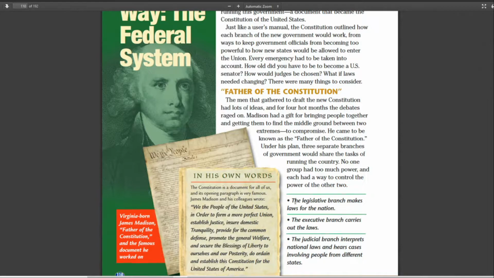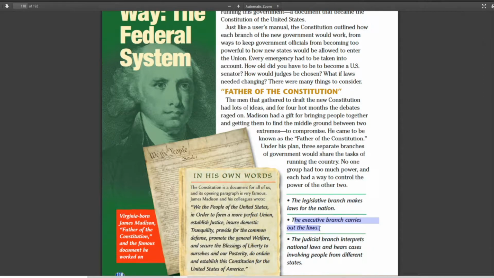Instead of the states having to work together, now you have different parts of the government that have to work together. So they had the legislative branch. This is the branch that makes the laws. So if you remember, legislate, that's to make laws. These are L words, right? Legislative, laws. So that's how you can remember what the legislature does. They make the laws.